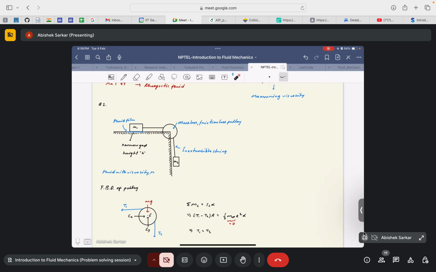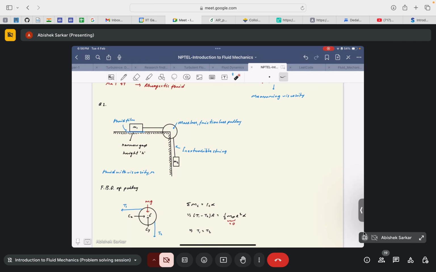Okay, so here we see again the weight of this block will act in the downward direction, and there will be a corresponding normal reaction. The tension of the string will try to pull this mass to the right hand side, but the frictional forces because of the fluid will resist its motion and will thus act in the opposite direction. So this is the free body diagram of this mass m1.